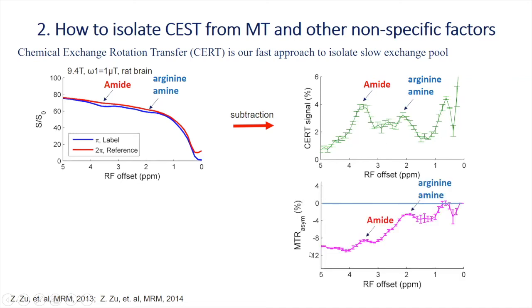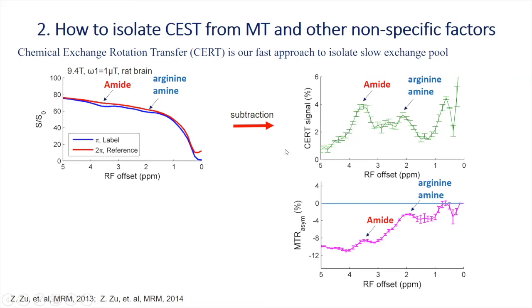Okay, so here's MTR-asym, a conventional asymmetric analysis. We can also see the amide and the arginine amine, but they are overlapping on the sloping baseline, and also their values are negative. So the conventional asymmetric analysis can only provide a weighted signal, while our third method can quantify the signal. Also compared with the multiple Lorentzian fit, this is fast, since we don't need to acquire the whole Z-spectrum, and 2 points at the CEST effect will be enough to quantify the CEST effect.